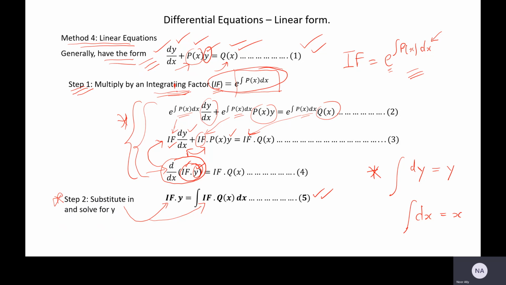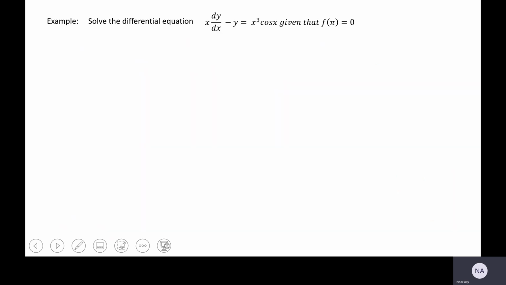We looked at examples only. So let's recap. A differential equation: get the form correct, find the integrating factor, substitute into this equation, and then work that out. Now, I'm only going to do one example because we have many examples in the notes of lessons. So let's look at this. Solve the differential equation x dy/dx minus y is equal to x cubed cos of x, given that f(pi) is equal to 0.